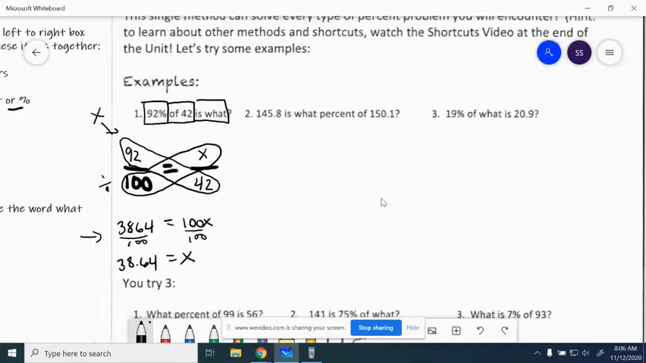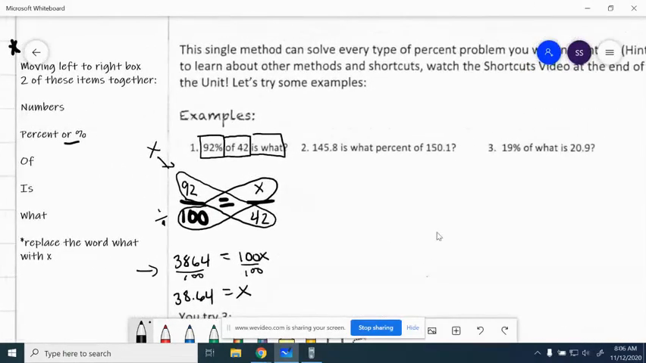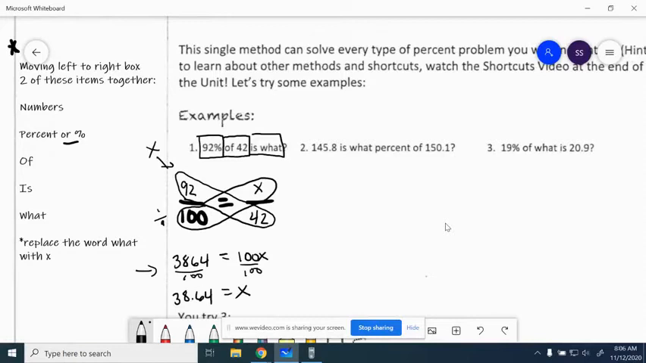Let's try another one. Let's see if I can get this. Okay. We're going to box up this number, 145.8. The next thing closest to the right is the word is. So we're going to box that up together. What will go with percent, and of will go with 150.1. Okay, so again, we're going to start this out as fraction over 100 is equal to another fraction.